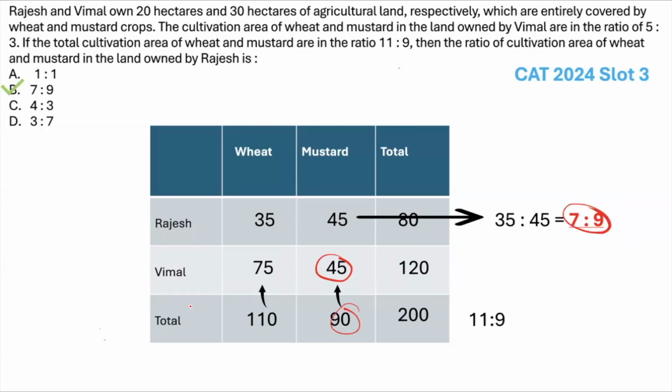Okay, so that's a much quicker way out. We just need to manipulate the totals to multiply them by 4, and everything now falls in place as integers, and we get our answer 7 is to 9 very, very quickly.